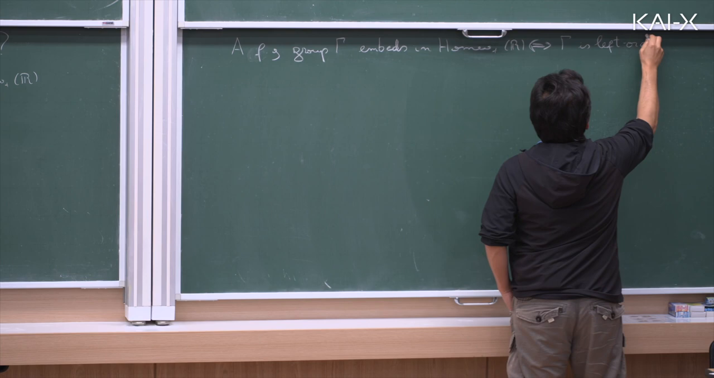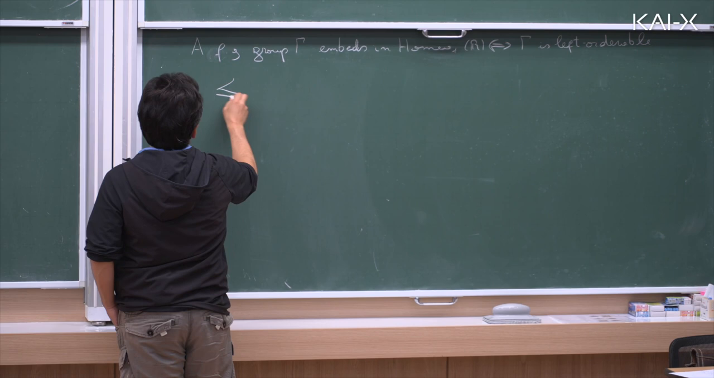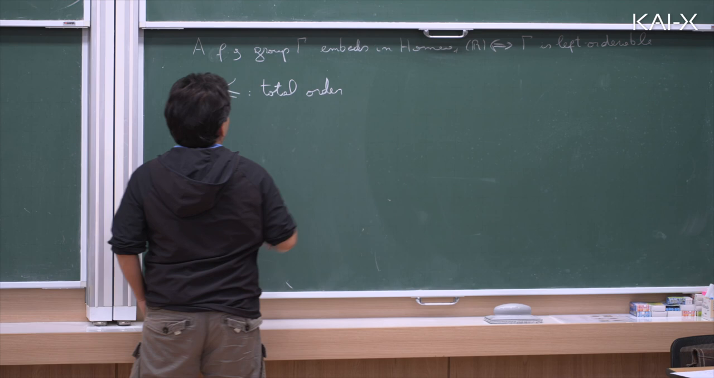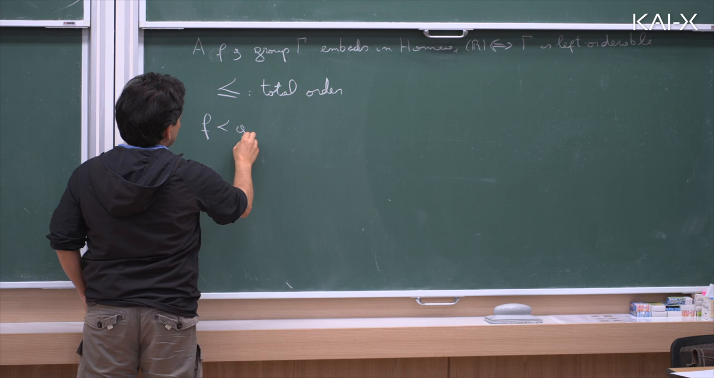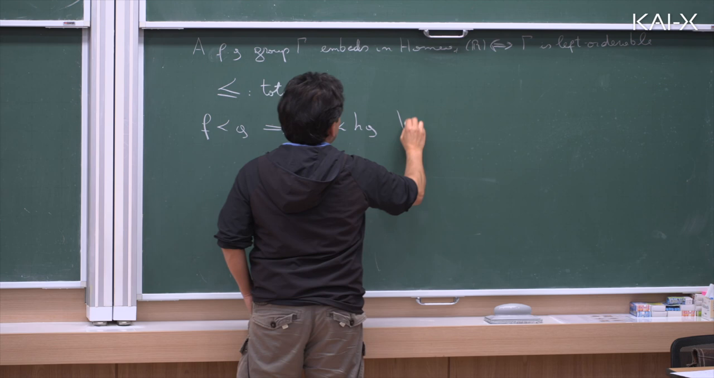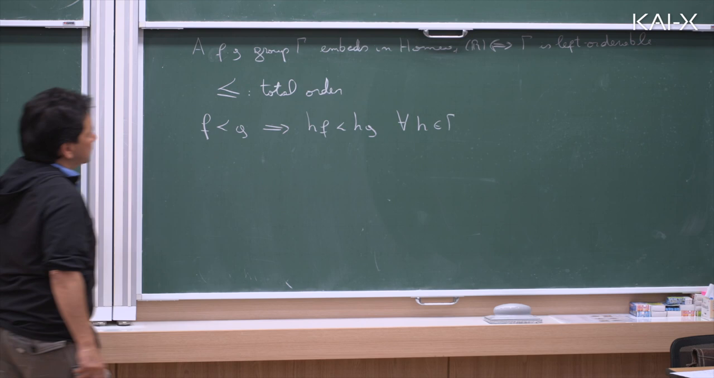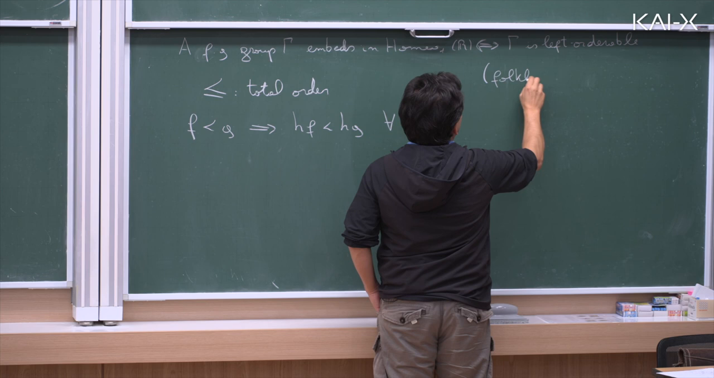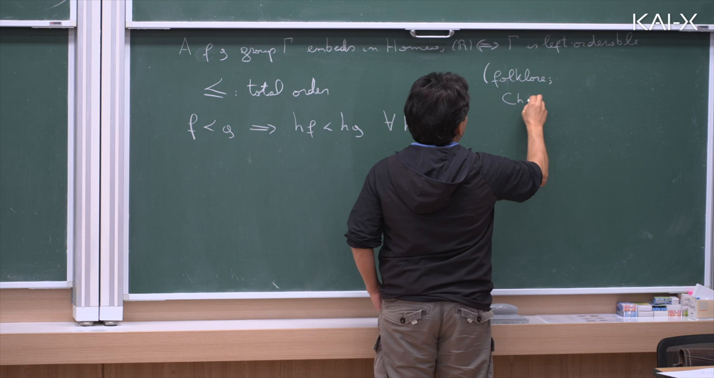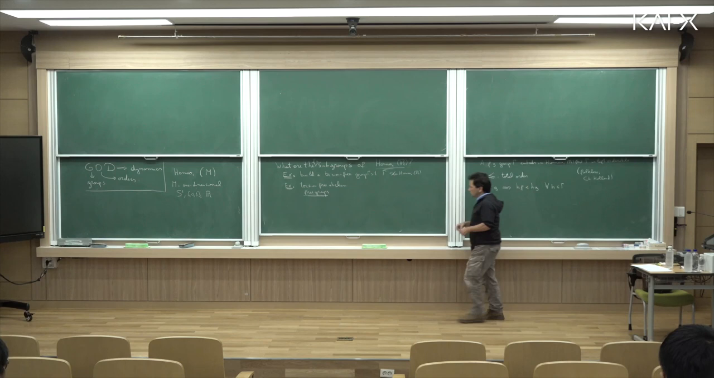And left orderable means that there is a total order on the group which is invariant by multiplication on the left. So if you have f smaller than g, then h f is smaller than h g for every h in gamma. Okay? And this equivalence, in general, is referred to as being somehow folklore. I think that the first person who really noticed this was Charles Holland, but anyway, there might be references prior to Holland. Okay, and let me explain why this is true.